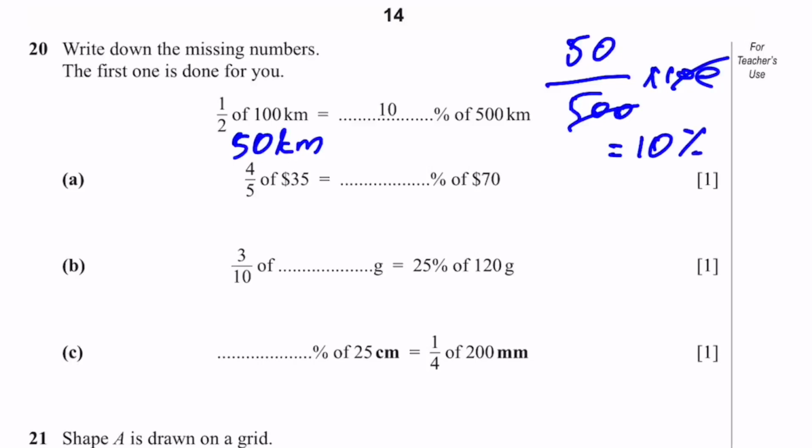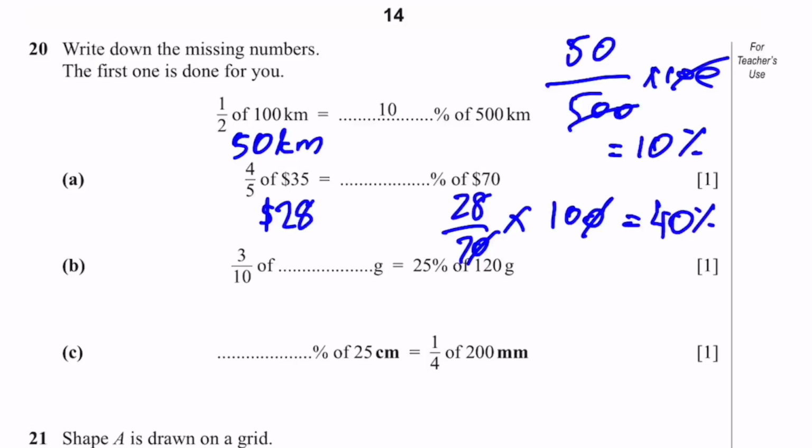A. 4 by 5 of $35 is equal to dash percent of $70. 4 by 5 of $35 is $28. And 28 by 70 multiplied by 100. Let's cancel out the 0. 28 by 7 is 4. 4 into 10 is 40%. So that's the answer.